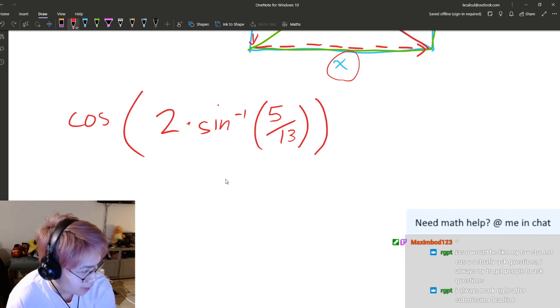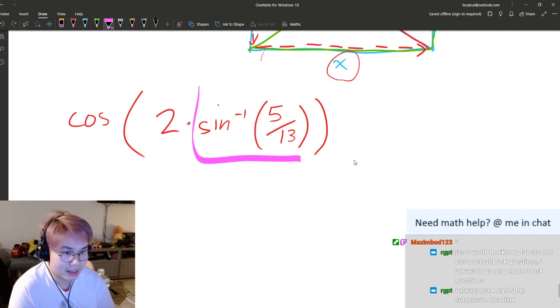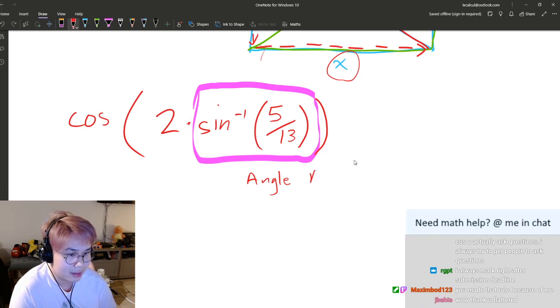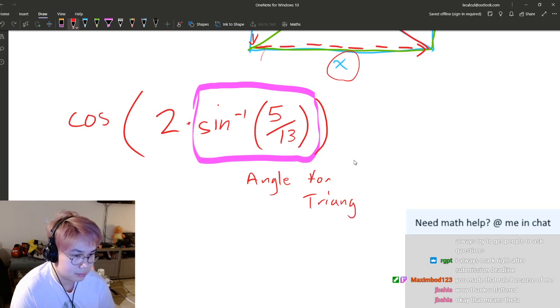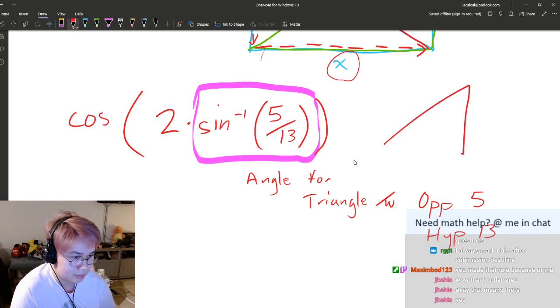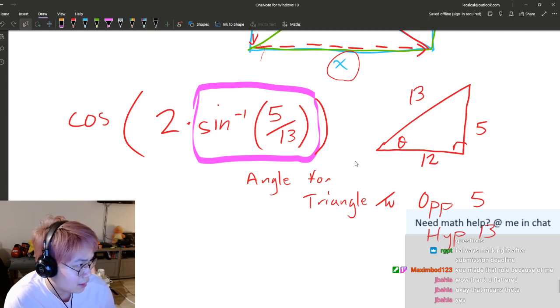Okay, so apparently you've done a question like this, Jazz. So let's examine what this represents. So this is the angle for a triangle with an opposite of 5 and a hypotenuse of 13. So if you just visualize this, this angle with an opposite of 5, hypotenuse of 13. So for the sake of completing the triangle, let's use Pythagoras, and then you find out what this is. And I think this is a triple, so then this is 12.